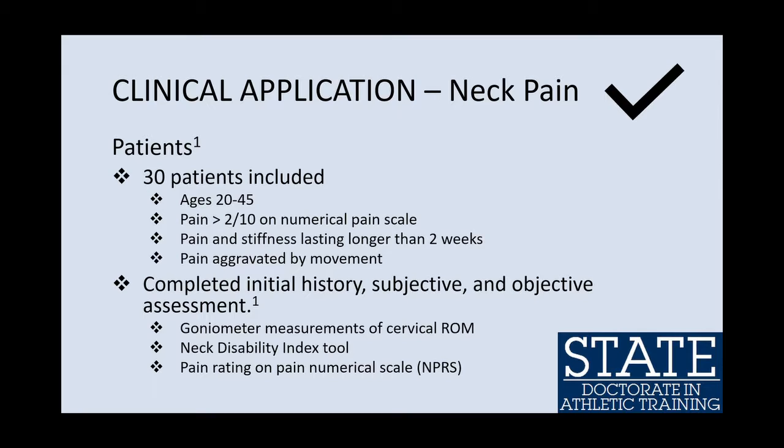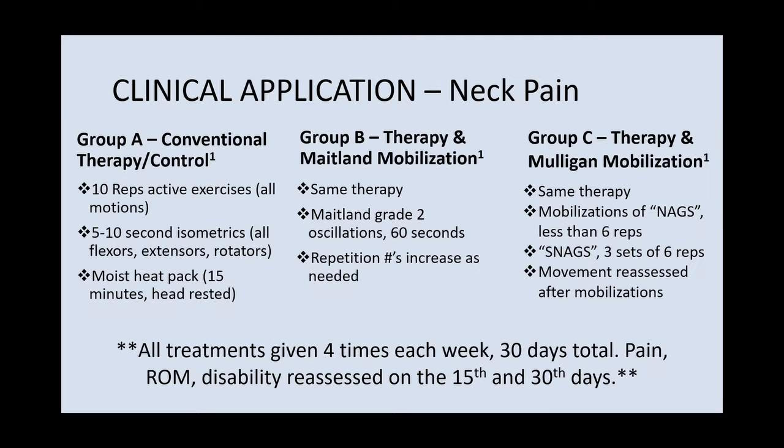So then they all completed an initial history, subjective and objective assessment, which is kind of part of the inclusion criteria to an extent. They also got goniometry measurements of their cervical range of motion in all directions. They filled out the neck disability index tool, and of course they rated their pain on the numerical pain scale. So then they were split into 3 groups, so 10 in each group.